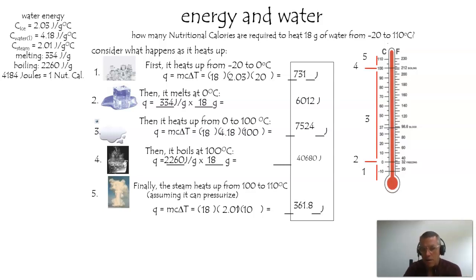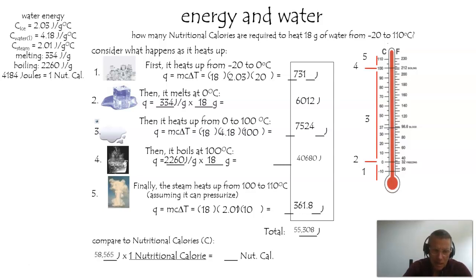We've got to add all 5 up. Is there a question like this on the quiz? Sadly, there is. Add them all up, and you get 55,308 joules. Is that a lot of energy? Well, I know nutritional calories I'm comfortable with. There's 140 in a can of Coke, for example. So this is only 14 nutritional calories because there's 4,184 joules in a nutritional calorie. So this is only the energy that you get from eating a couple of potato chips. That's energy in water.